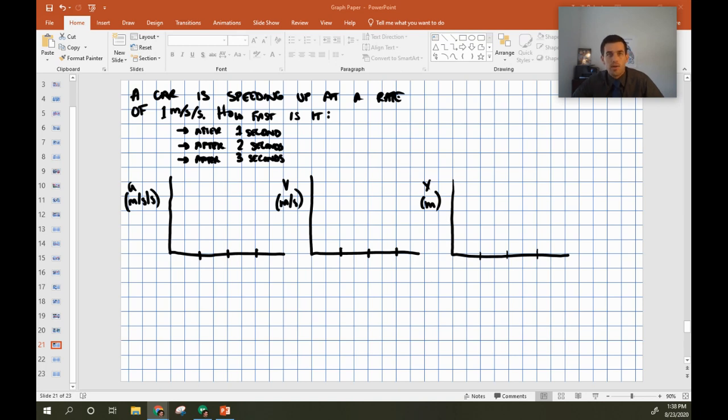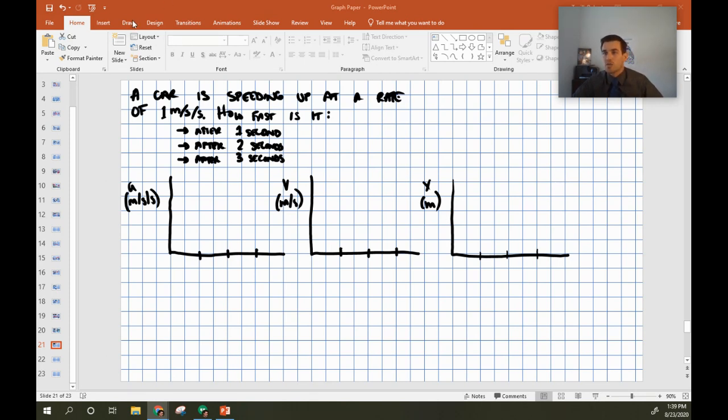Okay, so let's talk about constant acceleration. Imagine that you have a car that is accelerating at a rate of 1 meter per second per second. How fast is it going after 1 second? Let me repeat. It's accelerating at a rate of 1 meter per second per second. After 1 second, how fast is it going? You probably already know the answer.